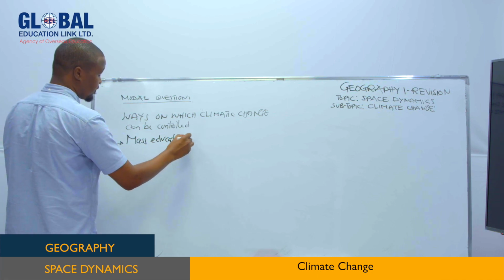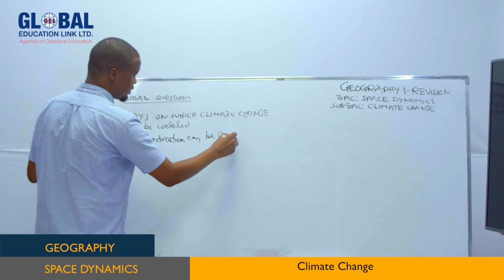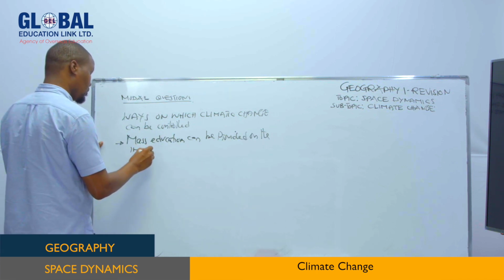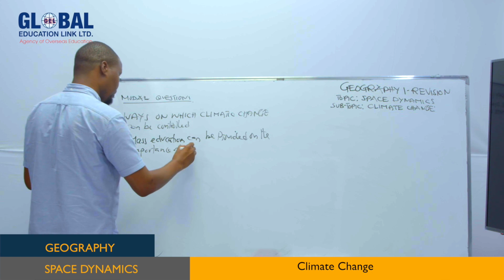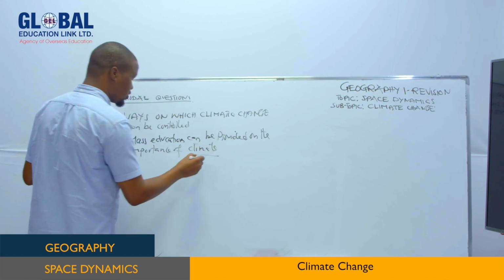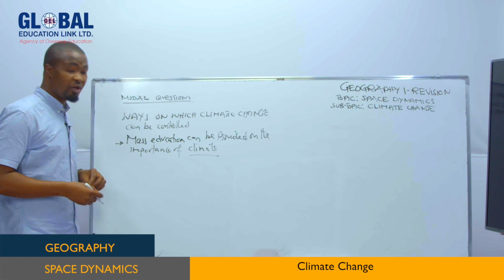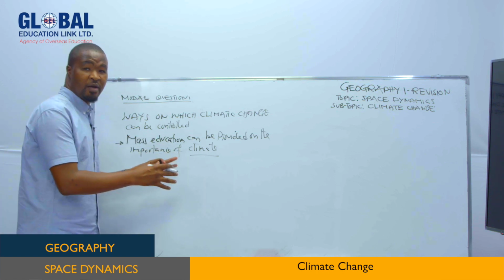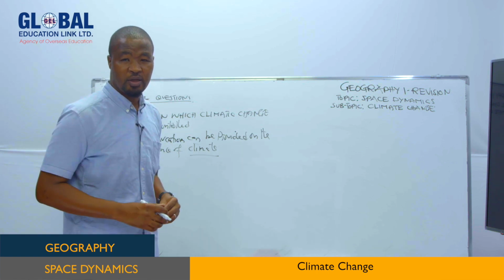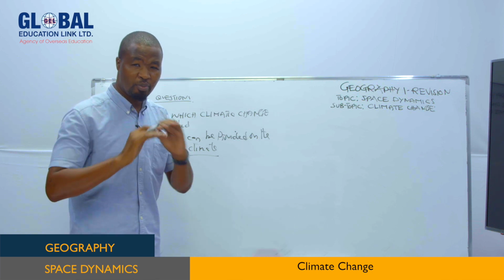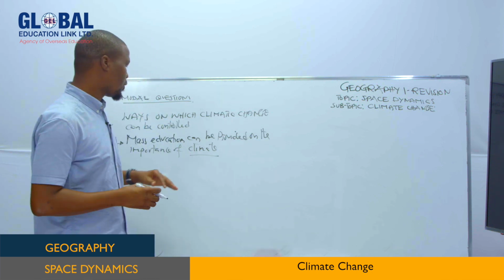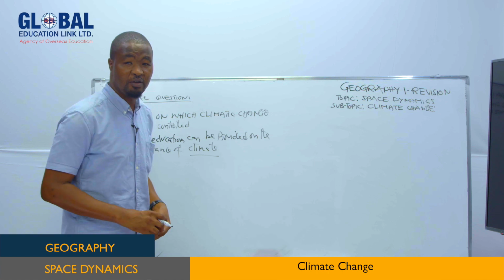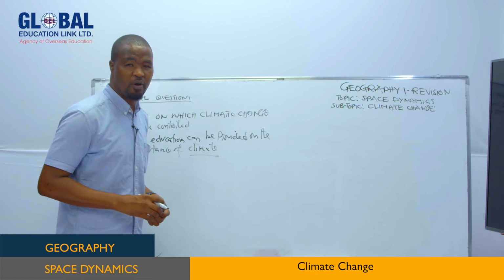Mass education can be provided on the importance. So the first factor is mass education should be provided to people so that they can know the importance of maintaining the environment. Are we together? Because once you maintain the environment in a positive way, you are going to cause no change of the climate. You are going to maintain the climatic condition of a given area in a good way. Are we together? Or in a sustainable way.